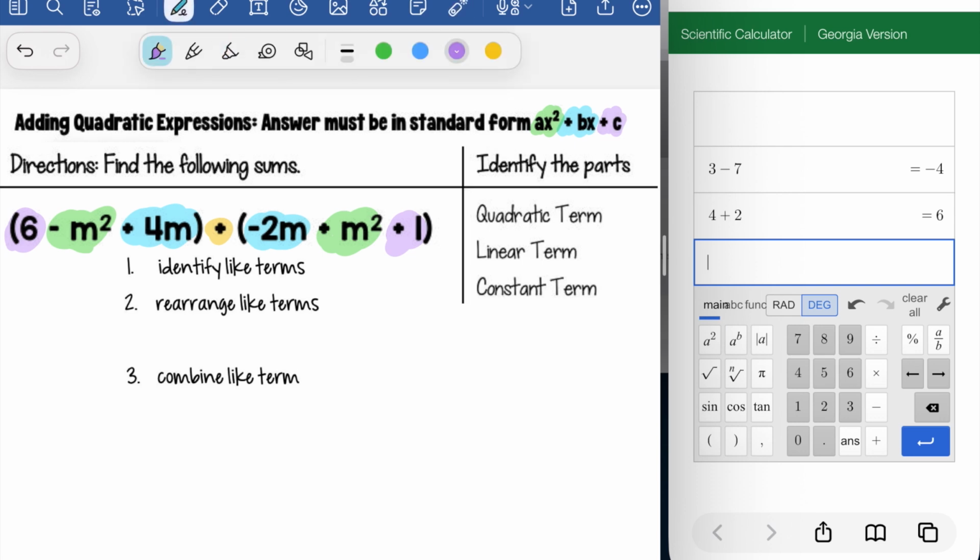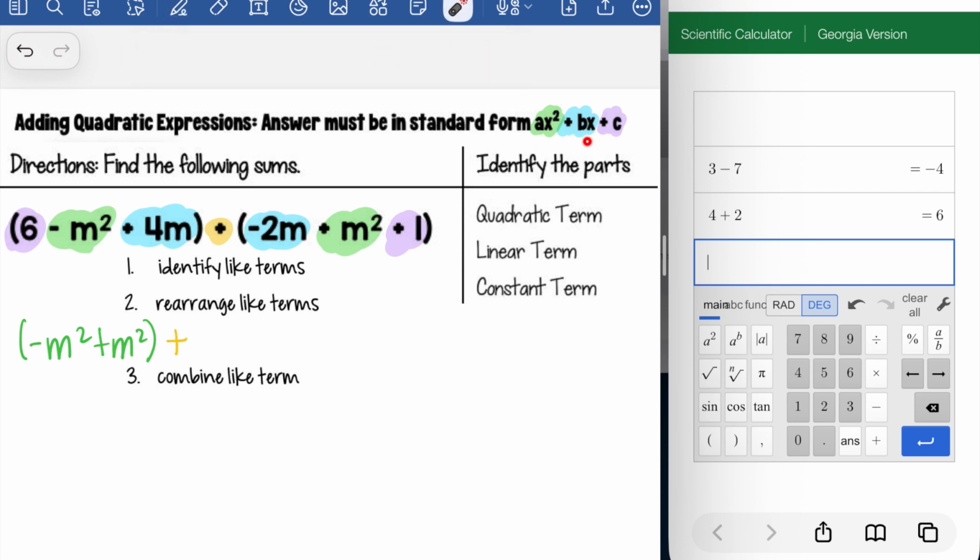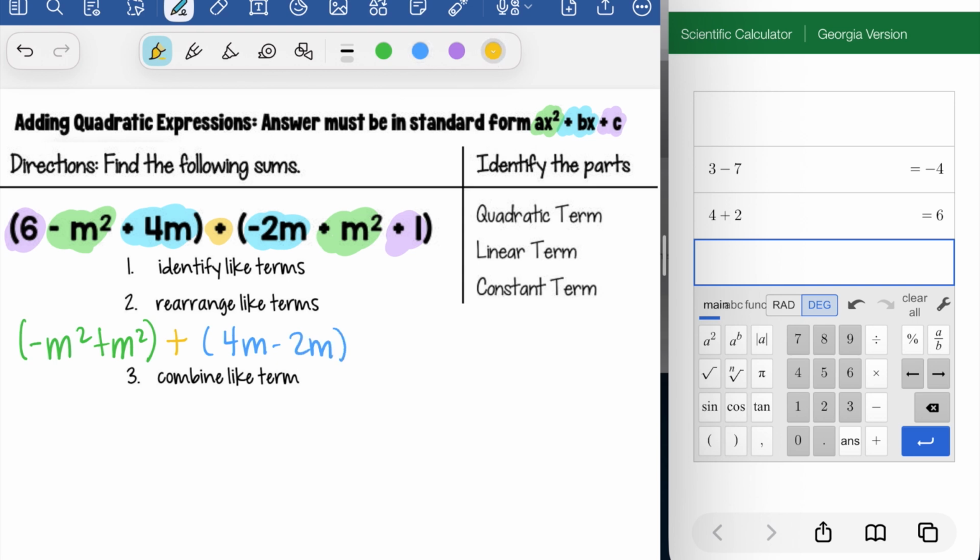So I'm going to group negative m squared. Let me erase this. So I'm going to group negative m squared plus m squared, and I'm going to add it to my linear terms. So I'm going to group the blue ones together, 4m minus 2m, and add it to my constant terms, my purple ones, 6 plus 1. So again, I can use my calculator if I need to.